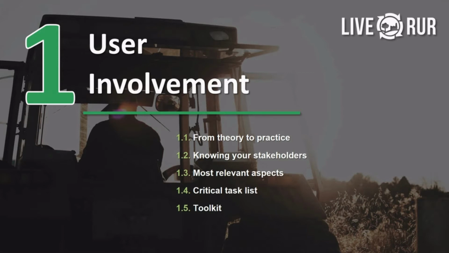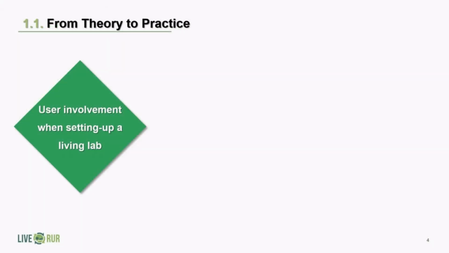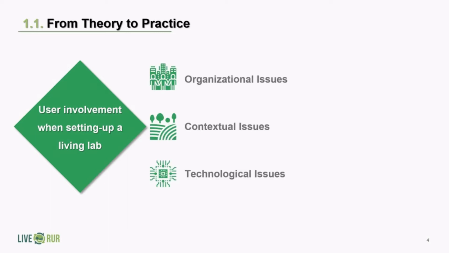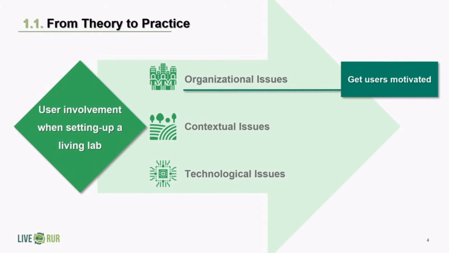It is vital to involve the right users, as it is critical to motivate them and have the right tools for the job, because we are dealing with user-centered solutions. Theory says that when setting up a Living Lab, there are three types of issues to consider: organizational, contextual, and technological. When considering user involvement, organizational issues refer to mobilizing users and other stakeholders and motivating them to be part of the Living Lab's activities, participating in its growth and development.